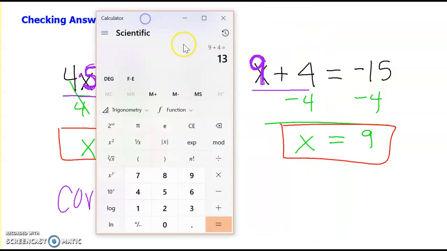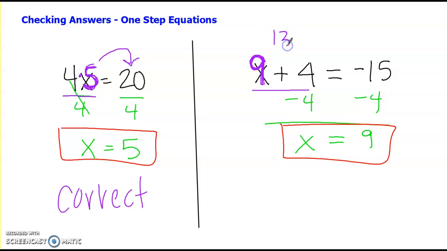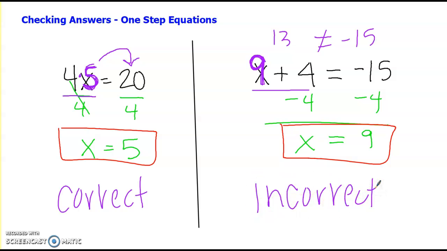So again, if I'm looking at my calculator, you could write it down if you need to. 13 does not equal negative 15. So this person did the problem incorrectly. 9 is not the mystery number. So again, if this was you and you were checking your work, you would know to go back, double check your computations, double check that you did the inverse operation correctly to get that variable by itself.